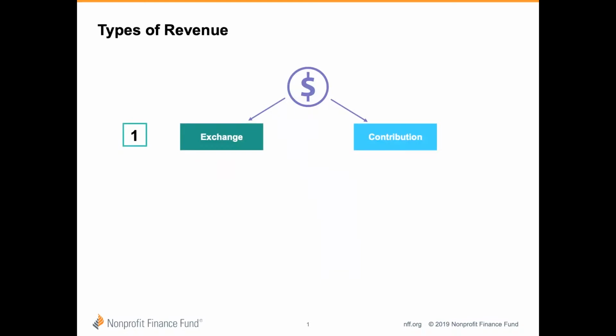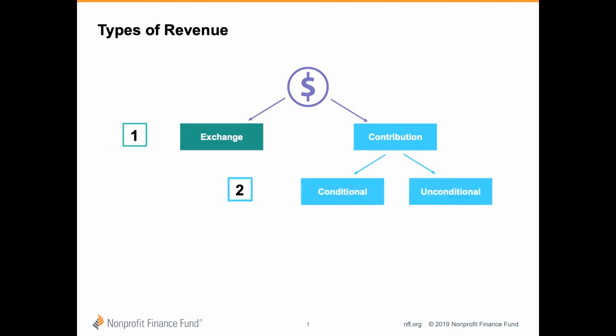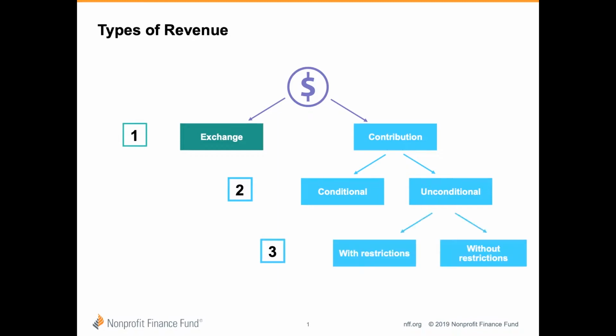We are going to take this step by step, and we're going to use this flow chart as our guide. First, we are going to figure out whether a grant or contract is an exchange transaction or contribution. Next, if we have determined that we have a contribution, then we must decide whether it's conditional or unconditional. Lastly, once we have determined that our contribution is unconditional, then we can make a determination of restriction level.